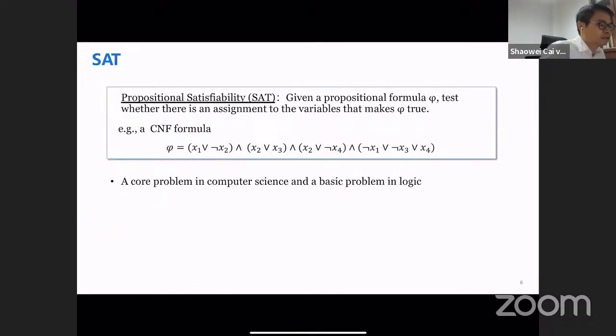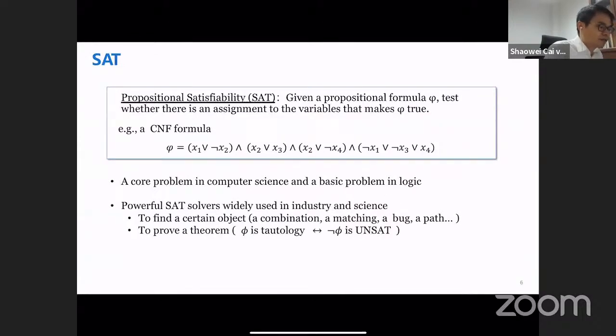Okay, the SAT problem, propositional satisfiability, or sometimes known as Boolean satisfiability, is defined as this. Given a propositional formula phi, test whether there is an assignment to the variables that makes this formula true. So this is an example formula. It's a propositional formula in CNF form. So SAT is a core problem in computer science and a basic problem in logic.